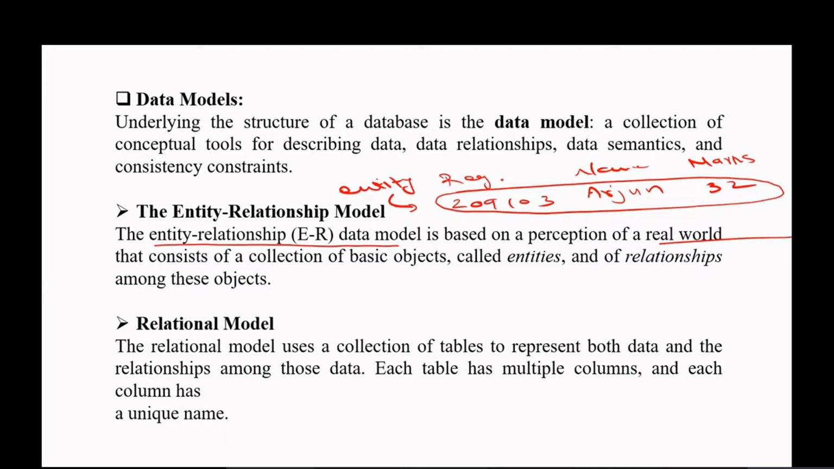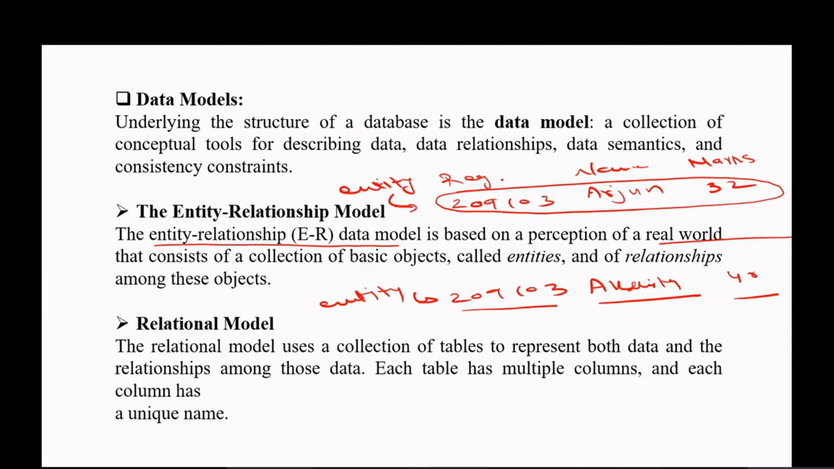Now, what am I doing here? I am saying, okay, I have one more student. His name is Akshita, and his registration number is 209103 and marks is 40. Okay, again, this is an entity. This is a registration number, this is the name of Akshita, and this is the marks 40. So it is again an entity which has three attributes: registration number, name, and marks.